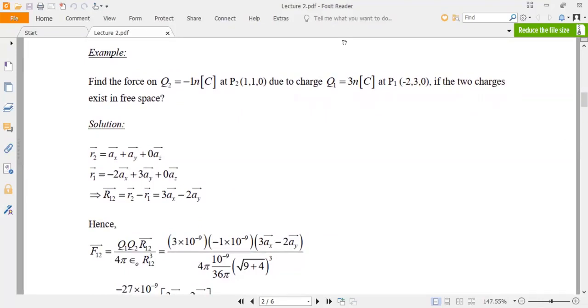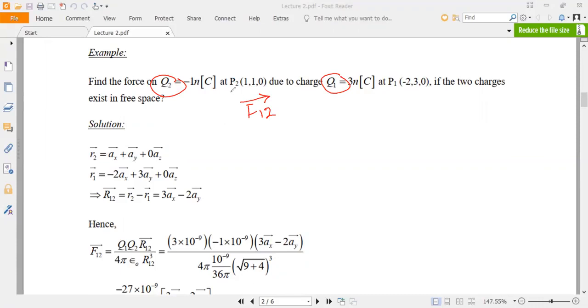Using the formula, doctor? Yeah, the one above. Yes, exactly. So first, if you see here, you have Q2 and here you have Q1. We need to find F12. To find F12, first what we are doing is finding the unit vectors.